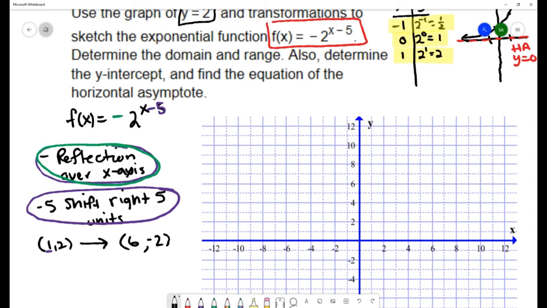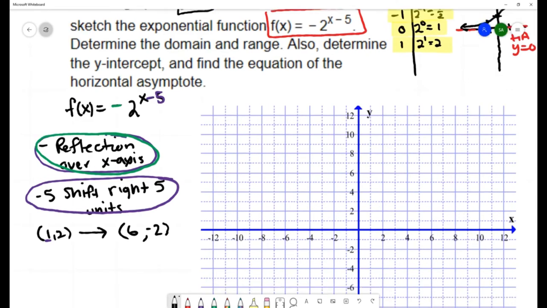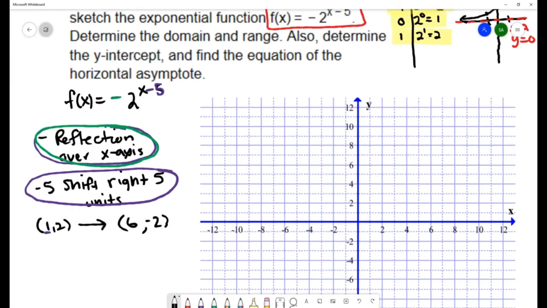So we're going to do that same pattern with these other ordered pairs as well. So our other ordered pair was (0, 1). And with our 2 transformations, the y will be the opposite because of the reflection. And the x gets shifted to the right 5, so we add 5 to it. So that gives us (5, negative 1).